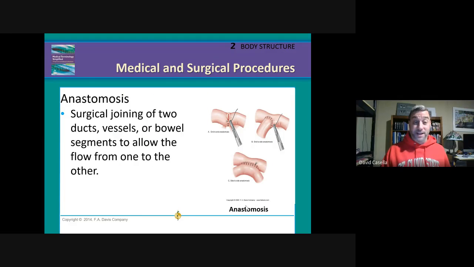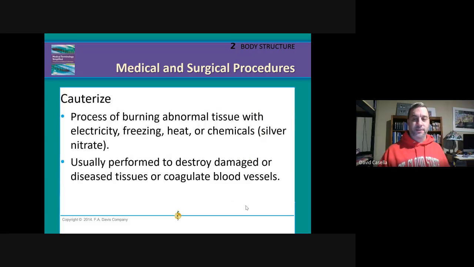Here's an example of an anastomosis. It's joining of two ducts together, vessels, bowel segments. It's like when they do a heart transplant, they'll sew the vessels together. Sometimes they'll do it also with intestines as well, or working on a gallbladder. Now, once you get familiar with the term and then you hear it somewhere else, like maybe in one of your TV shows, you're like, oh, I know what's going on there.